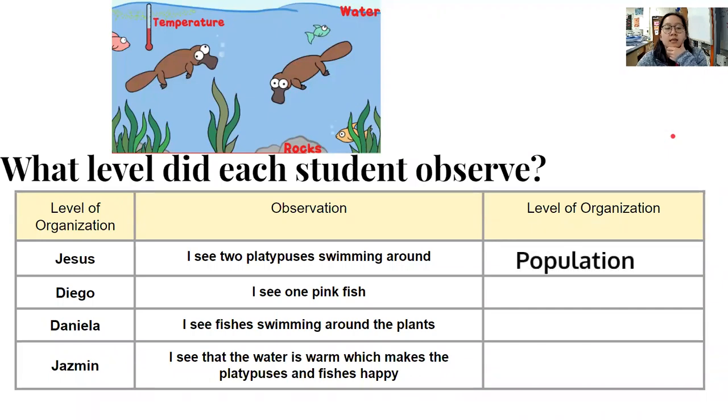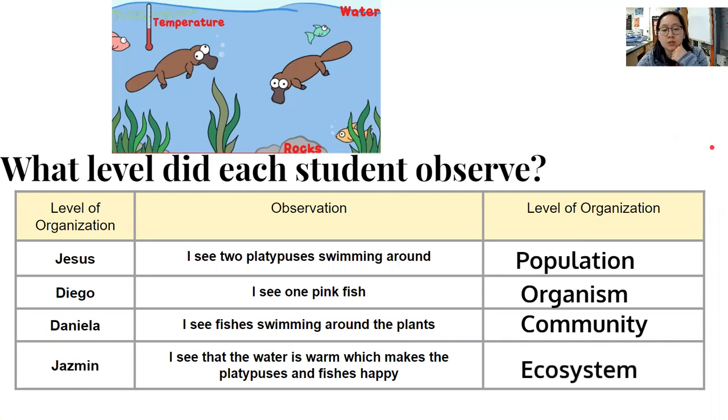So what you should be seeing is that Jesus observed a population, right? He sees multiple individuals of a single species. Diego saw an organism because he only saw one of a type of organism. Daniela sees a community because she sees different types of living organisms. And Jasmine sees a whole ecosystem because she sees not only the community, but also the abiotic factor of the temperature.